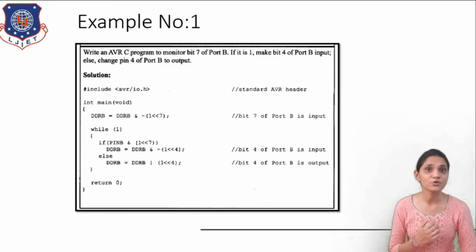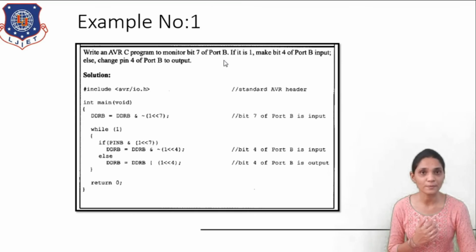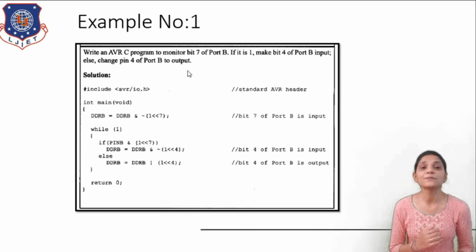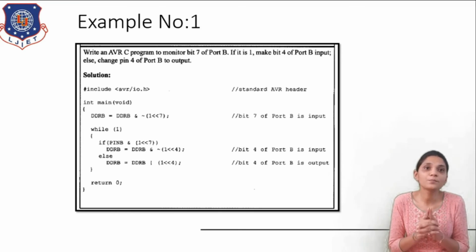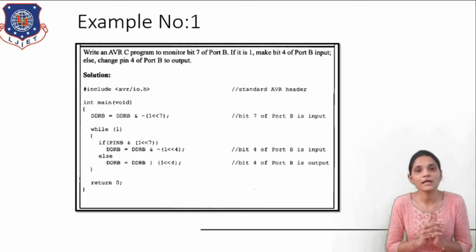Write an AVR C program to monitor bit 7 of port B, and if it is 1, make bit 4 of port B an input, else change pin 4 of port B to an output. So we have to monitor pin number 7, or you can say bit 7, of port B, and then depending upon that we have to take the decision and make port B's bit number 4 an input or an output.